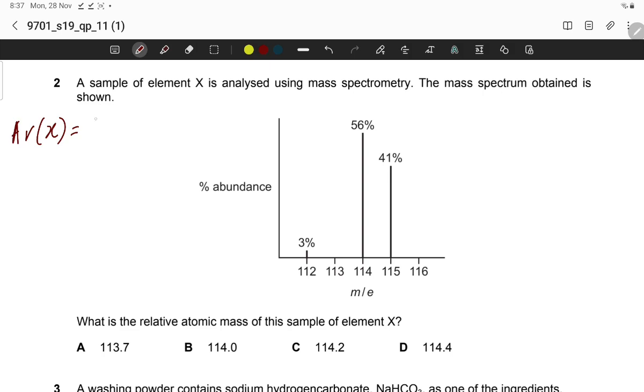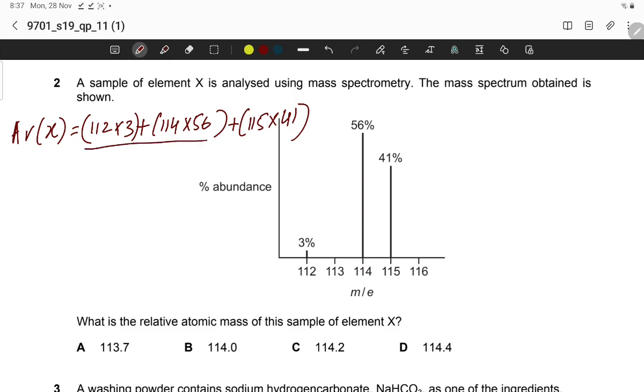First isotope is 112 into 3, plus second isotope is 114 into 56, plus third isotope is 115 into 41, divided by the total percentage. Total is 46, 56, 41.